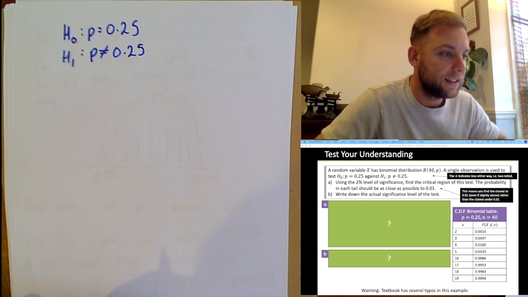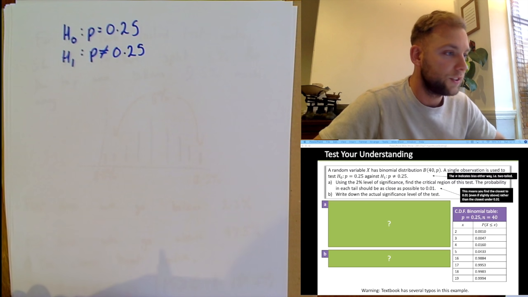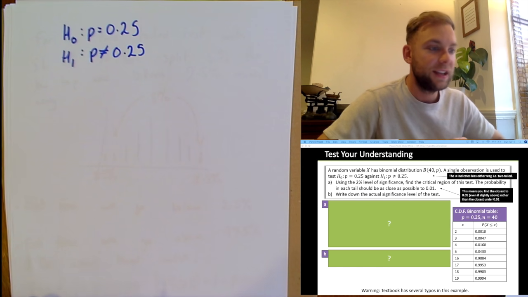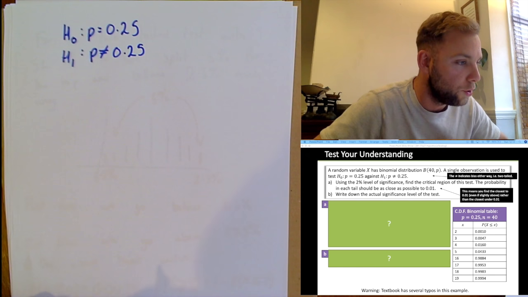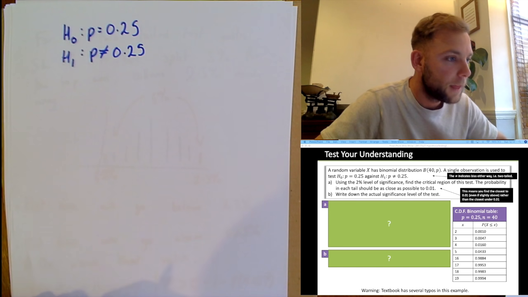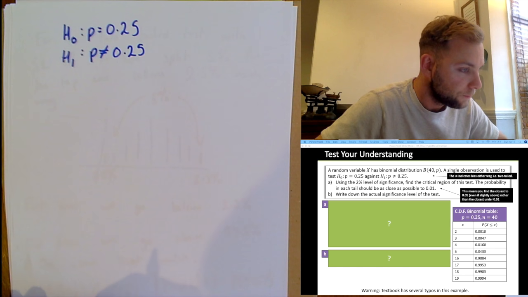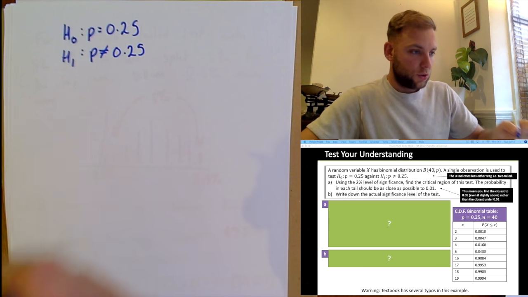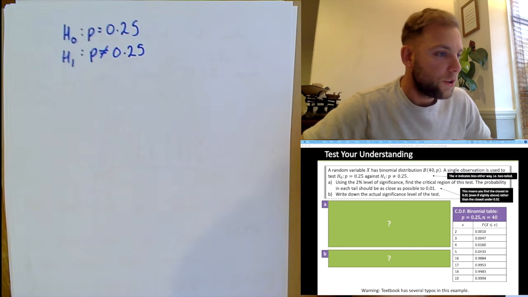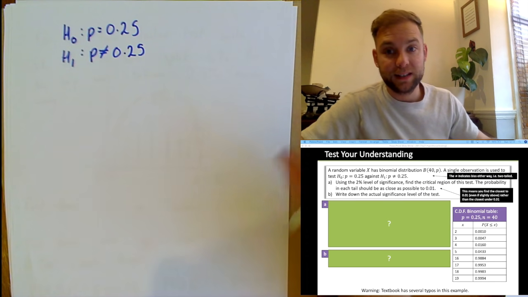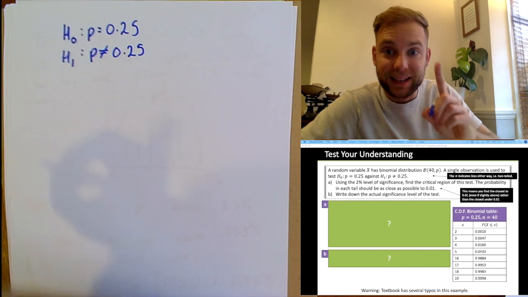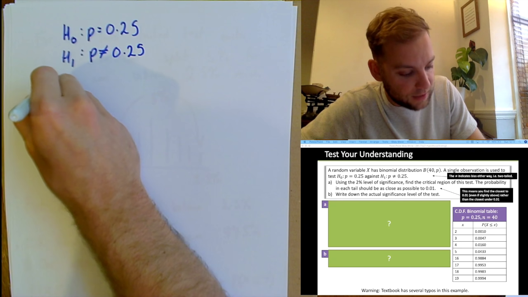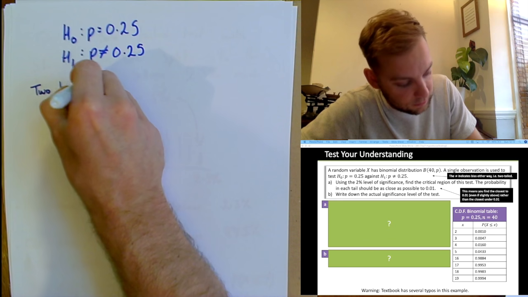Using a 2% significance level, find the critical regions for this test. The probability in each tail should be as close to 0.01 as possible. So the first thing we need to look at is that we've got a 2% significance level and it's a two-tailed test. So I'm going to even write this down: two-tailed test.